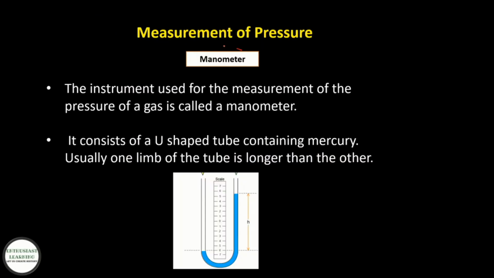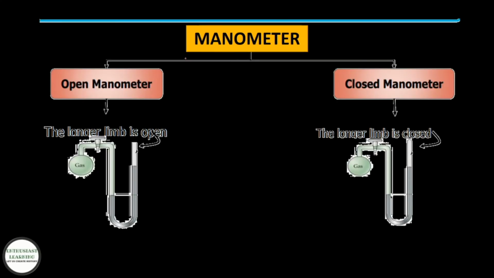Now manometer. Manometer is an instrument used for measurement of pressure of a gas. It consists of a U-shaped tube containing mercury. Here one limb of the tube is longer than the other, as you can see in the figure. There are two types of manometer. One is the open manometer and the other is the closed manometer. In the open manometer, the longer limb is open, and in the closed manometer the longer limb is closed.